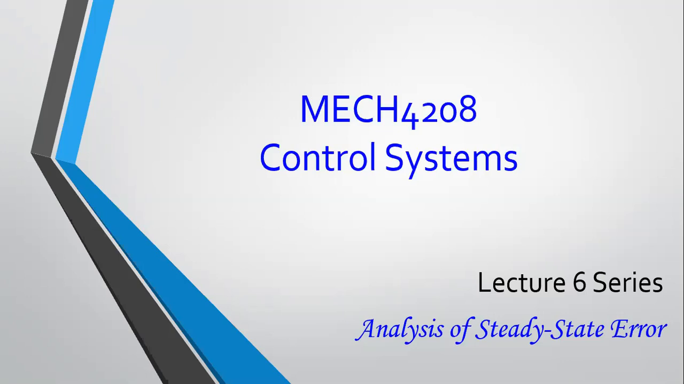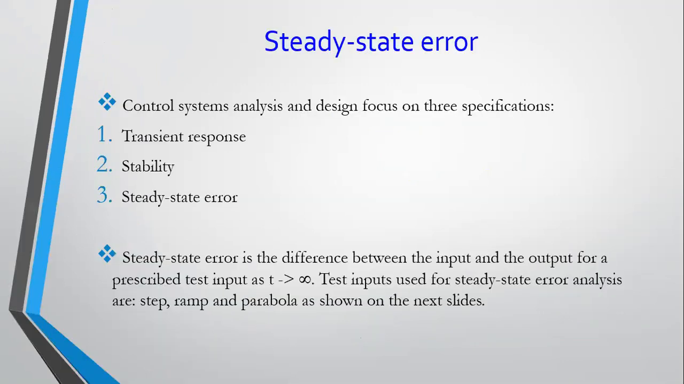So yes, let's start this part of the video series. If you look at this slide here, you'll find the various topics we have to cover to be able to set specifications for control systems. Number one, transient response. Number two, stability. Both have already been covered.